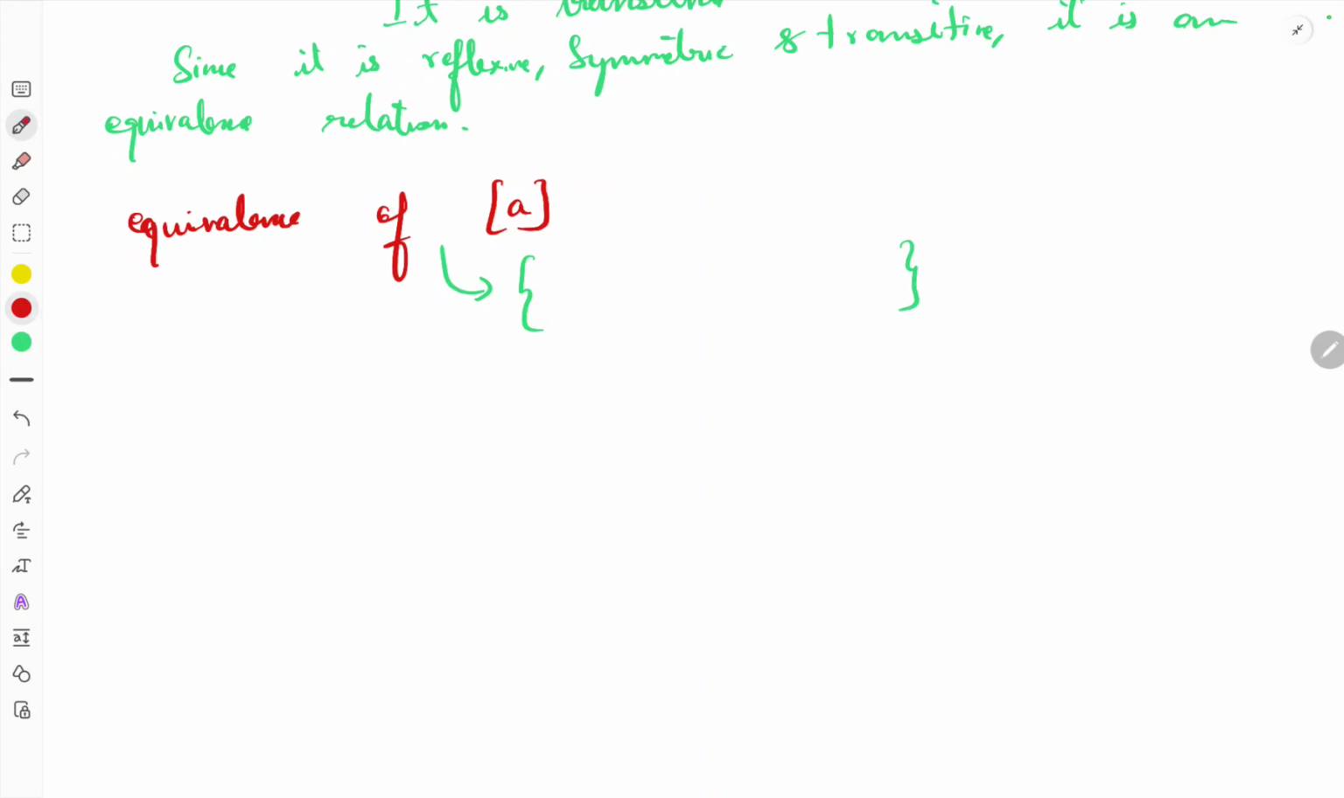Inside the set we have to write all the elements which are related with A. So A comma whatever we have here, all the elements which are related with A, all those elements I have to write here. Suppose these are some B, C, D, then this B, C, D I have to write here. So this is the equivalence class.